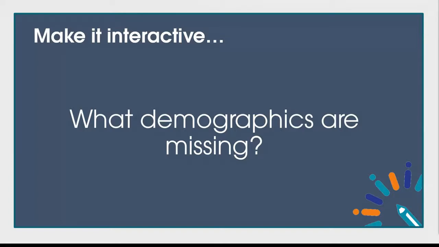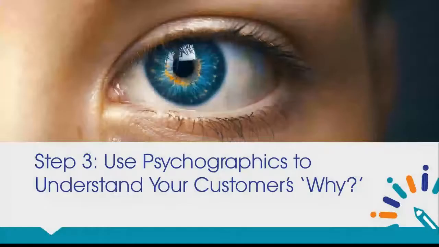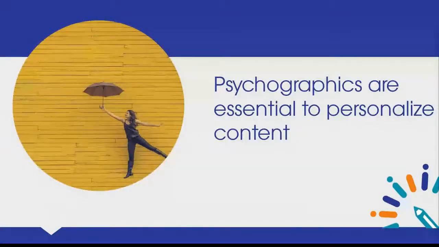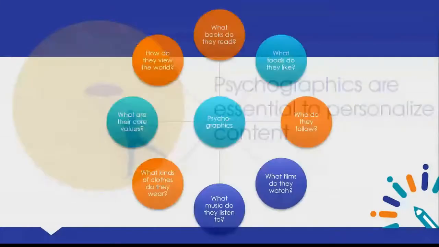All right, so let's just jump right back in to the course. And step 3 of putting together your ideal customer avatar is the psychographics. So really understanding your customers' why. And this is essential to really personalize your content appropriately. Think of the psychographics as those challenges, dreams, and goals that are important to your ideal customer, because they're going to influence why your customer will buy.